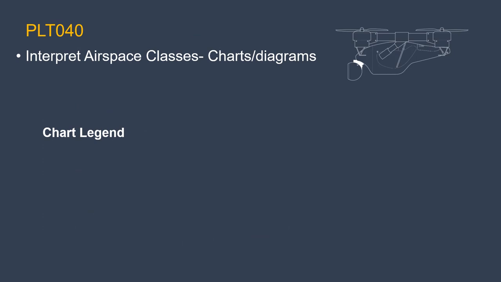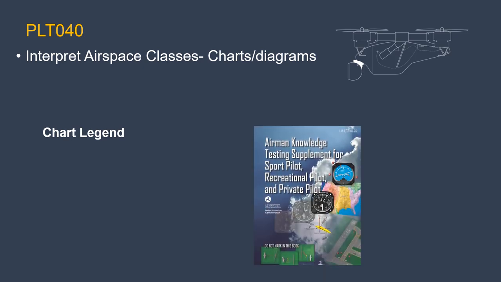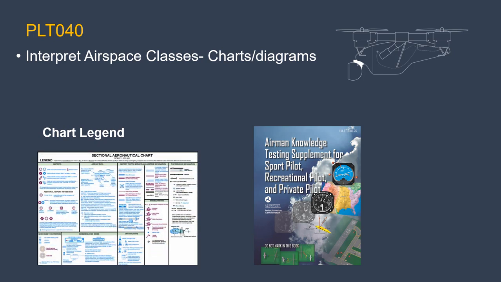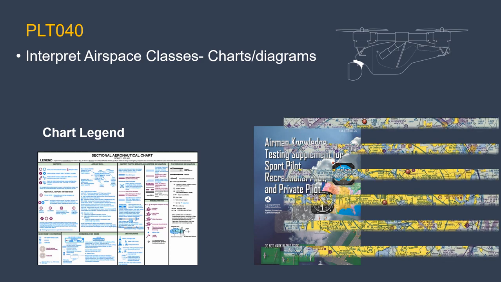PLT 040, Interpreting Airspace Classes from Charts and Diagrams. That comes under the heading of Airport Operations. The secret to identifying the classes of airspace is the legend, which is found in the beginning of the charts book provided at the examination test site. Knowing where to look turns that portion of the test into what amounts to an open book test.